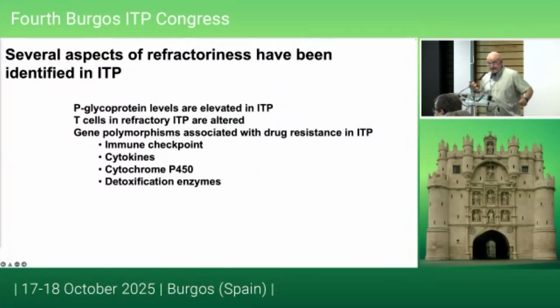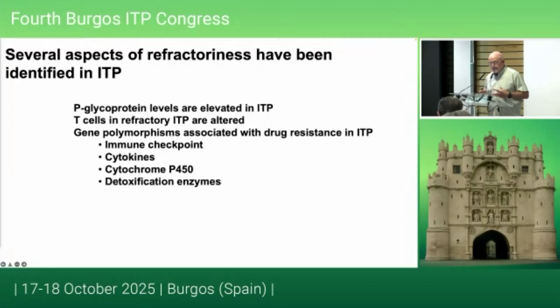There are several aspects of refractoriness, again, from a pharmacological approach that have been identified in ITP. P-glycoprotein levels tend to be elevated. P-glycoprotein is a drug efflux pump, and it pumps drugs out of cells to protect the host from the toxic nature of the drug. T cells in refractory ITP certainly are altered in some cases, and there's a variety of alterations that have been looked at.